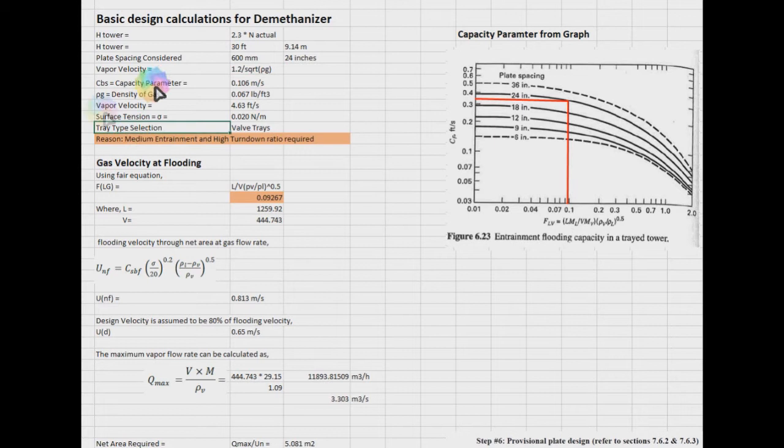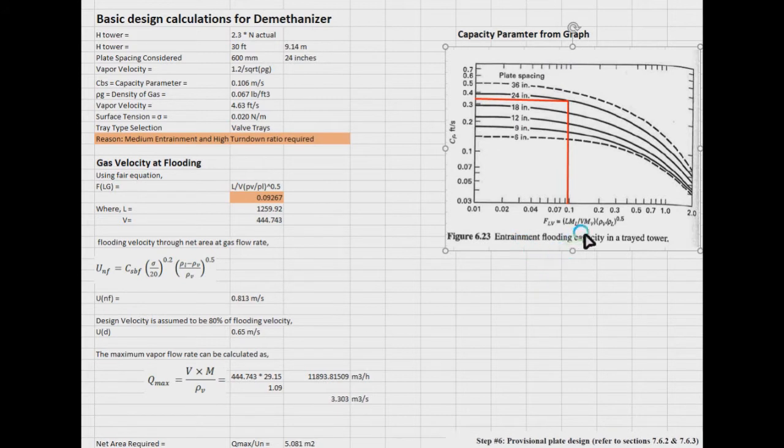So the tray type has to be selected, as defined before in distillation column design basics. We have selected the valve tray type design, which is for medium entrainment and high turndown ratio. For the calculation of the flooding velocity, you can estimate a design velocity from the flooding. You can use this capacity parameter graph.